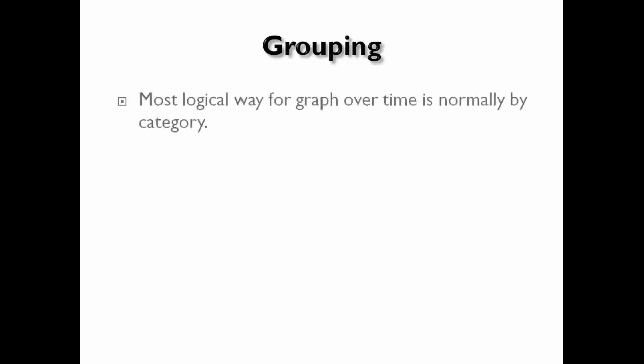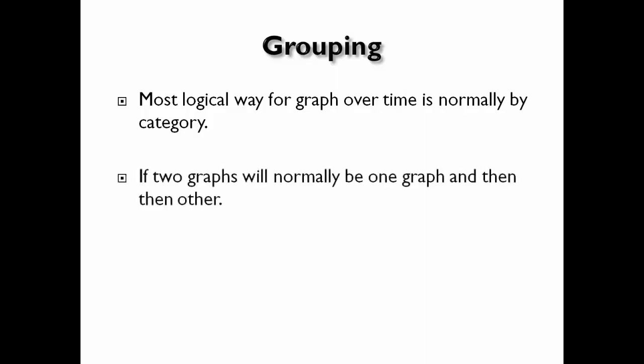So now let's move on to grouping, how to group our data together logically. The most logical way for a graph over time is normally by category. So if you have two categories, it would be logical just to discuss one in one details paragraph and the other in another details paragraph. If you had four categories, you would discuss two of them in one details paragraph and the other two in a different details paragraph. If two graphs, it will normally be one graph in one details paragraph and the other in the other details paragraph.